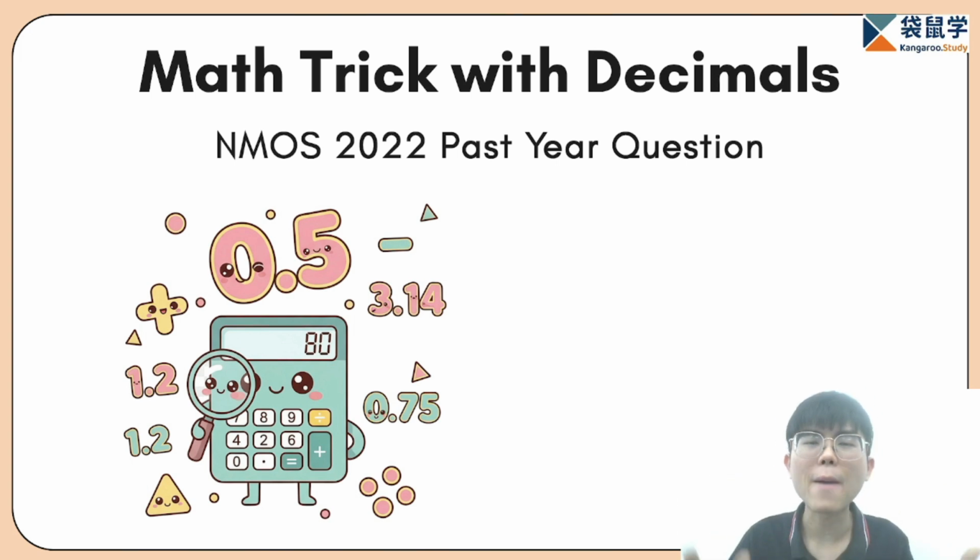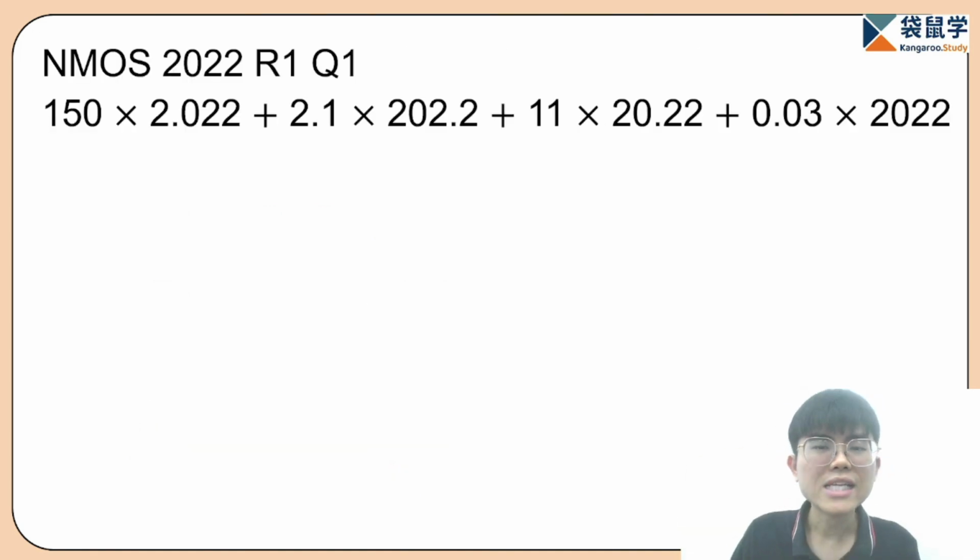Today, we are going to talk about a past year question for APMOPS 2022, which is about the math trick with decimals. Let's have a look. You can see that in this question, we have a very long calculation right here. There is a lot of multiplication and a lot of addition here. So guys, how do we solve this question then?